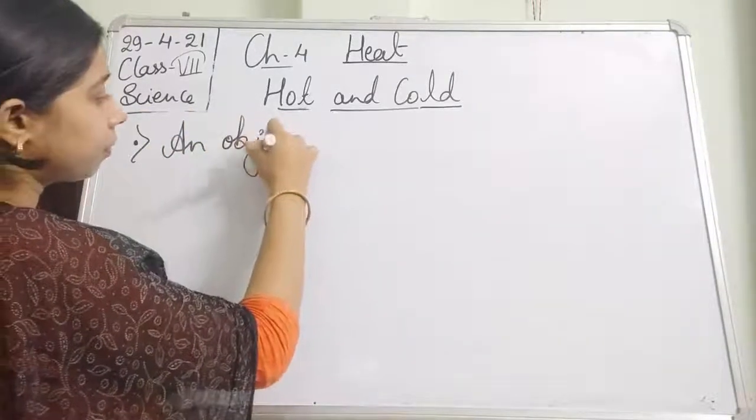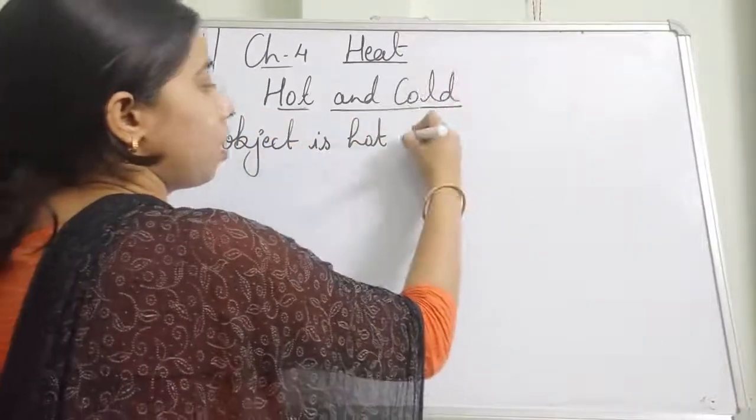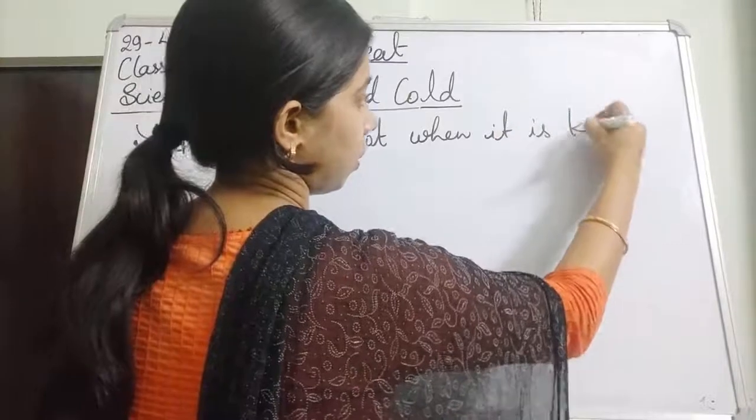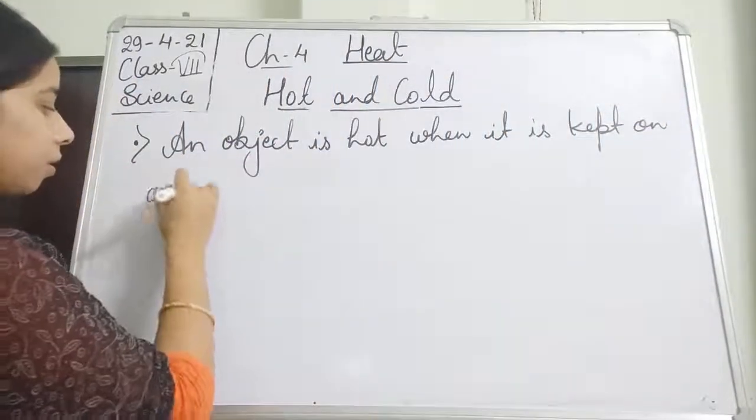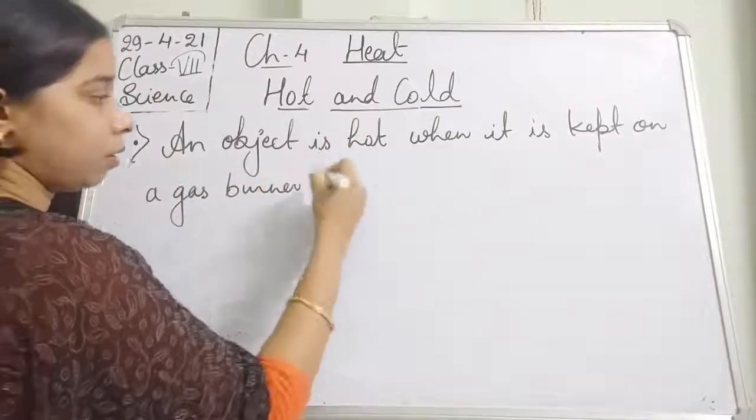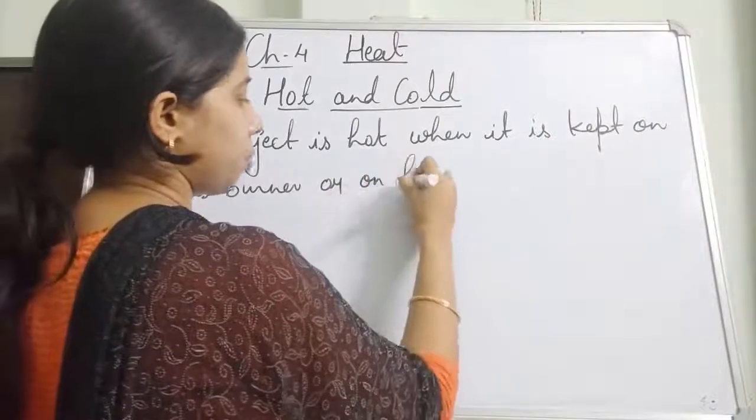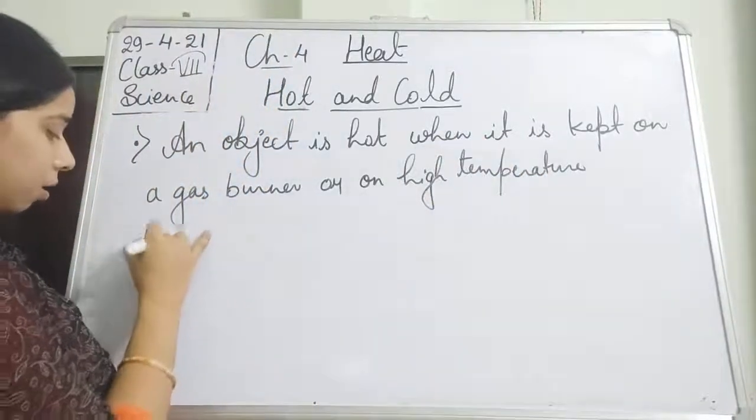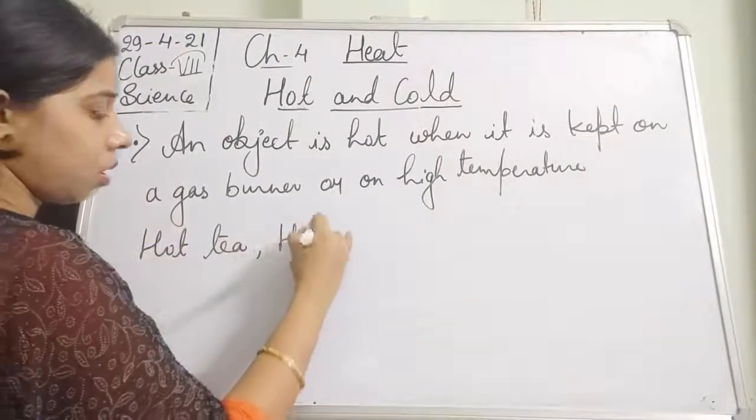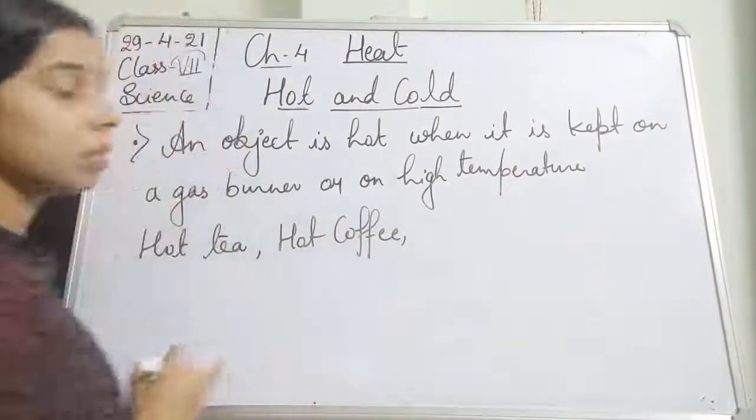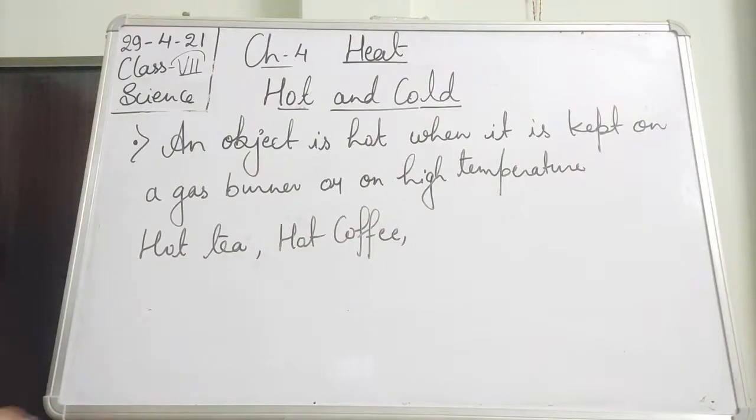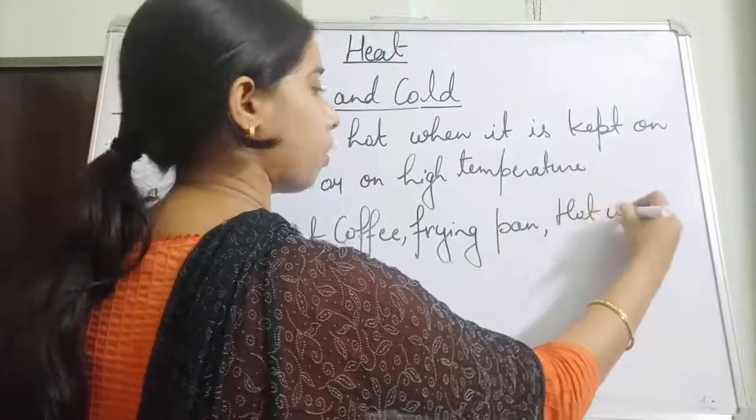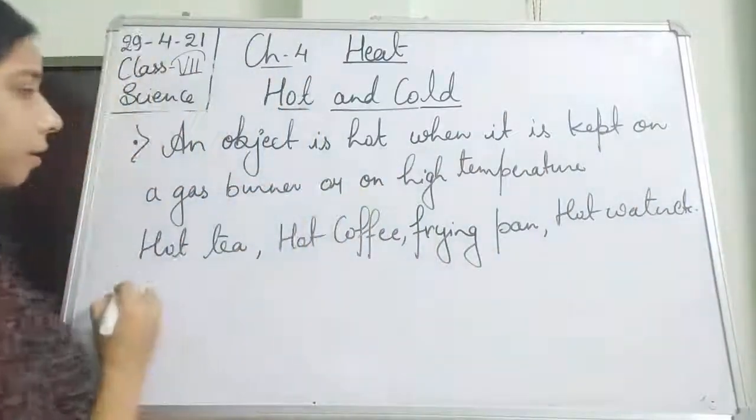An object is hot when it is kept on a gas burner or at high temperature, like hot tea, hot coffee, a frying pan, hot water, etc.